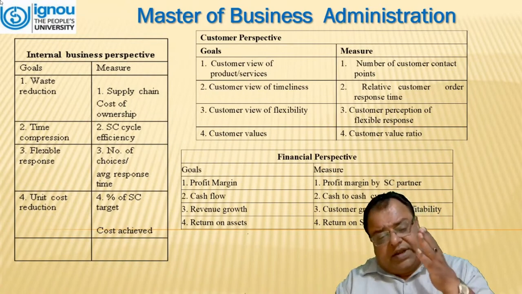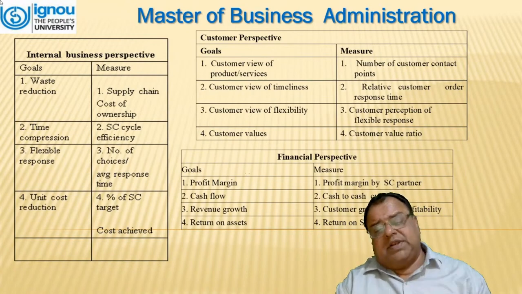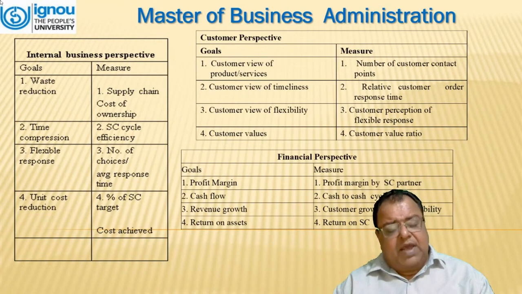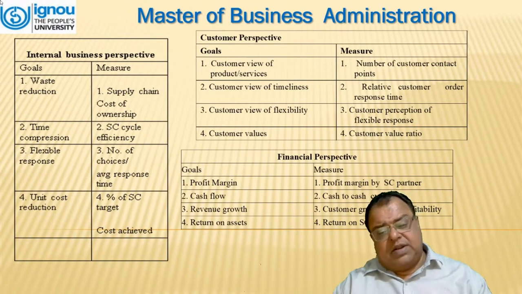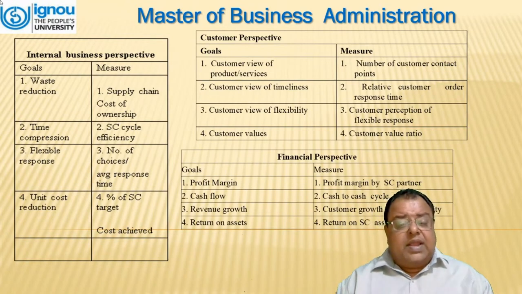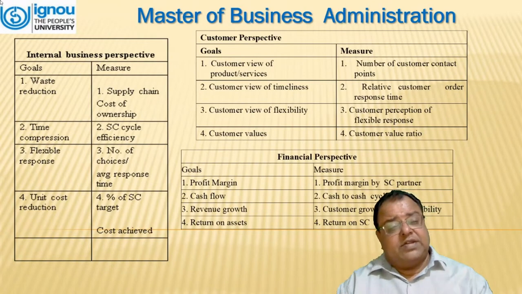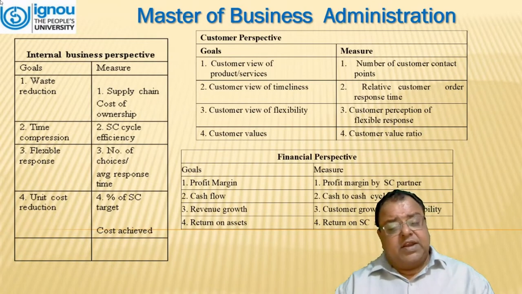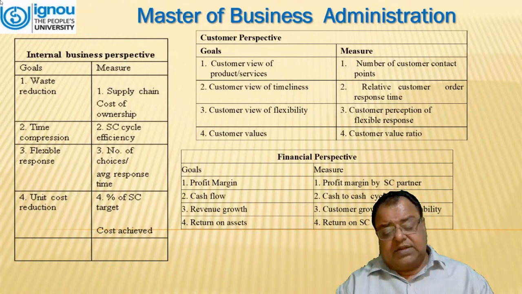And if we take the financial perspective, the goal every organization has is profit margin, that is profit margin by supply chain partners. Cash flow, cash to cash cycle, that is movement of the cash. Revenue growth, it is related to customer growth and profitability. And the fourth one is return on assets, that is return on supply chain assets.